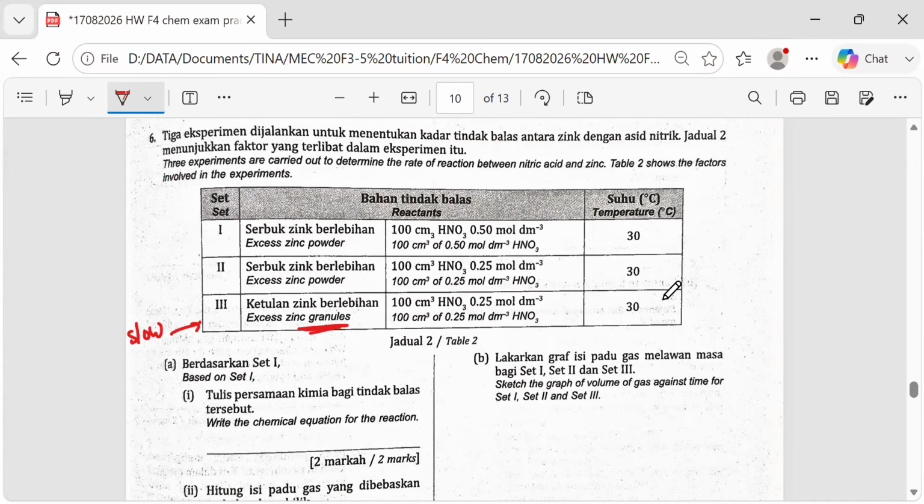Okay, temperature is the same for all three, so temperature is not a factor. But the first and second, what is the factor? Concentration. Okay, can you understand?